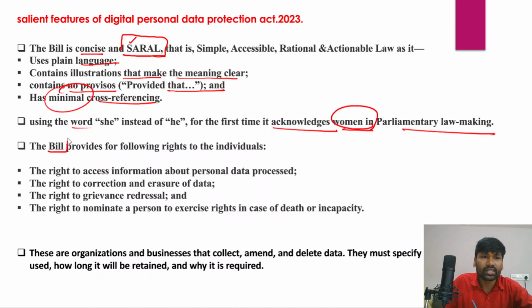And apart from that, this bill also provides the following rights to individuals as well. Now what are those rights?